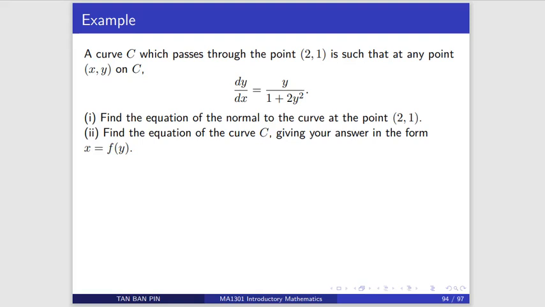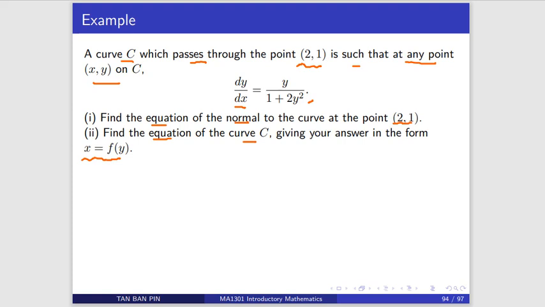In this example, you are given a curve C that passes through the point (2, 1). It's such that at any point (x, y) on C, dy/dx is y over 1 plus 2y squared. And there are two parts. First part, you are asked to find the equation of the normal to the curve at the point (2, 1). Second part, find the equation of the curve C, giving your answer in the form x equal to a function of y.